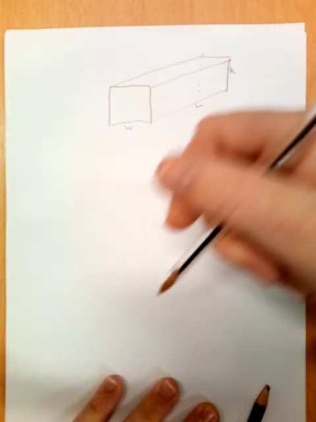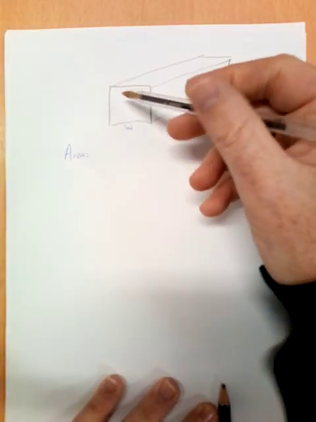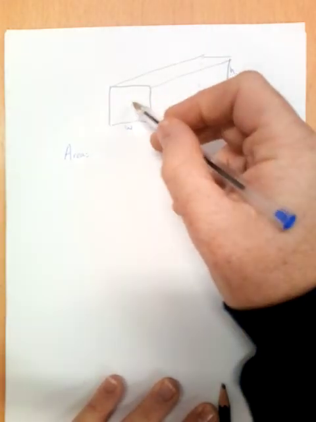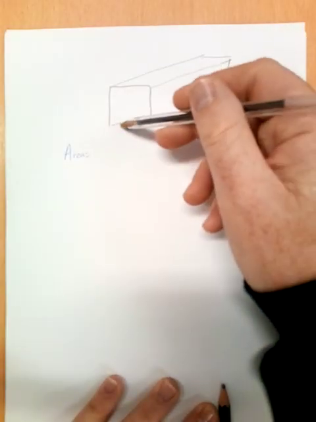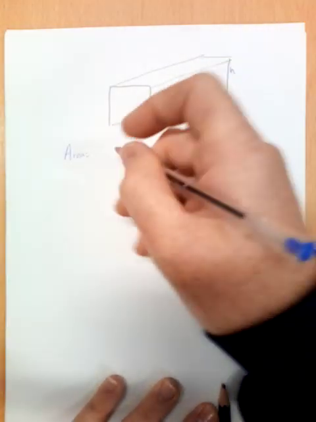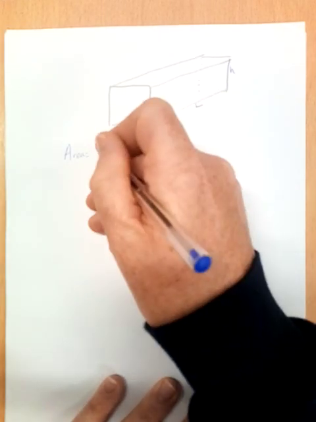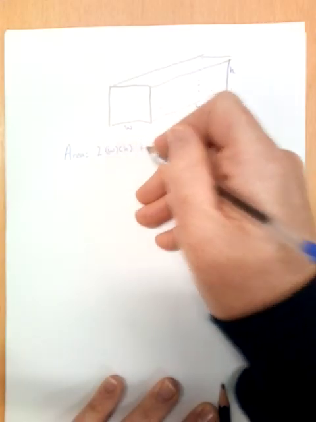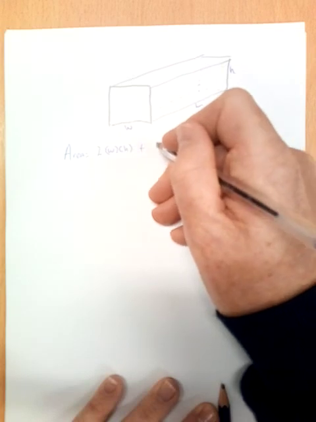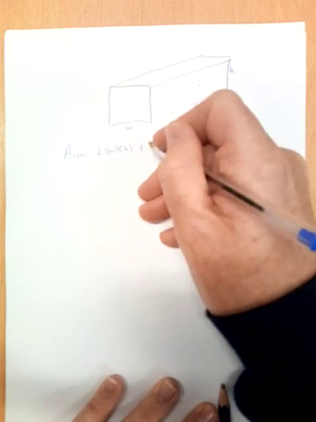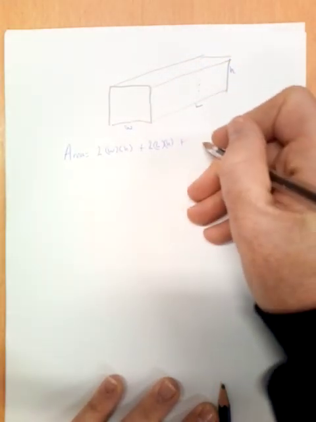Okay, so to get the area of this shape, you're going to need to multiply the front and the back to get their areas. So the area of the front is going to be the width by the height, and then times 2, because there's a front and back, plus the two sides, and they're a length by a height, and then the top and the bottom, and they're a length by a width.